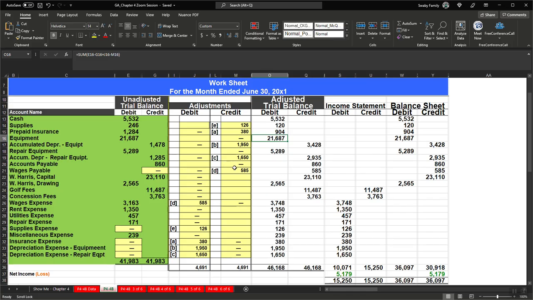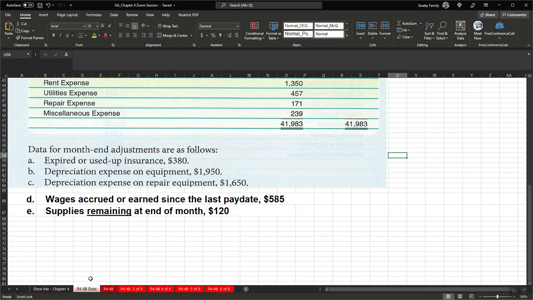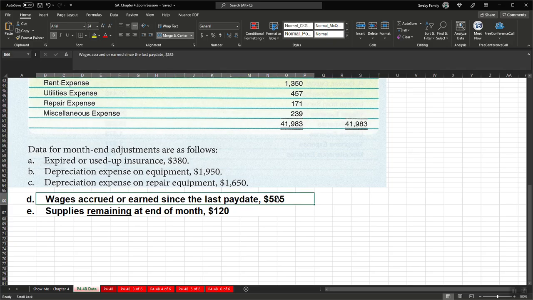We do the same thing for the other depreciation. Again, credit to the accumulated depreciation, and you debit the expense account that is so titled. So it's called depreciation expense, whereas the contra asset is called accumulated depreciation. And then the last one, the second to last one, is wages accrued. So the employees have earned the 585, which means that the business has this expense, but we're not paying them at this time, so we have a liability.